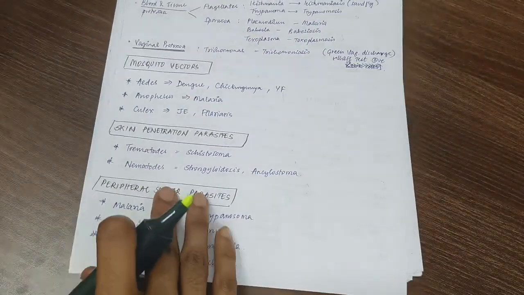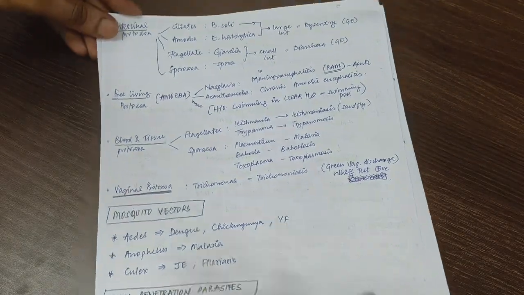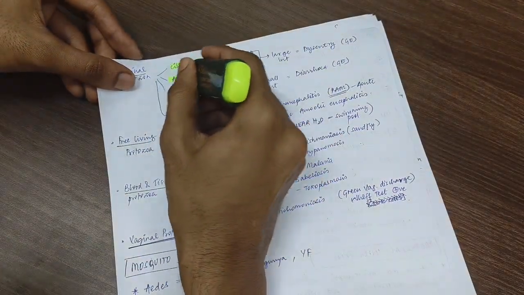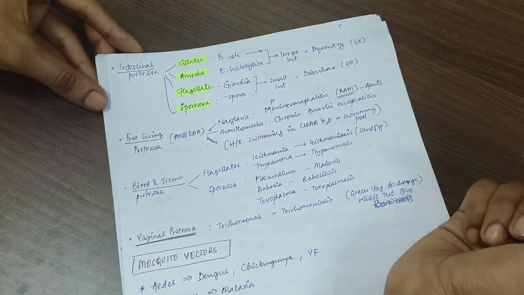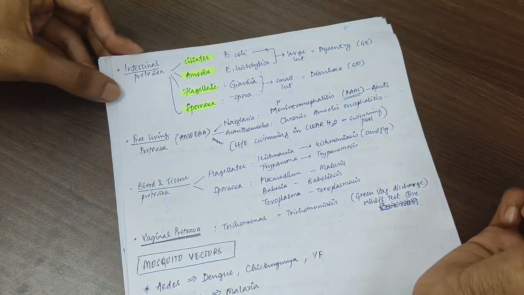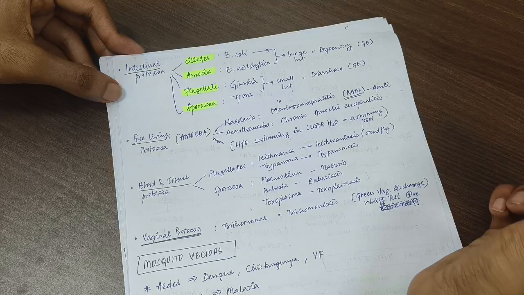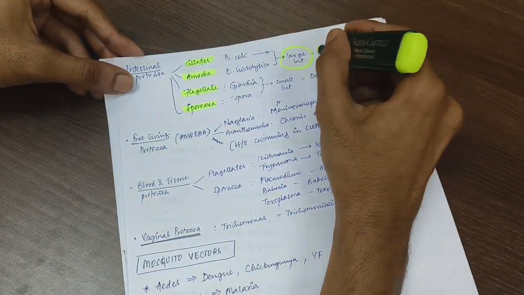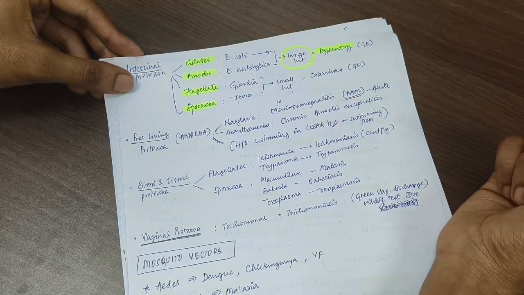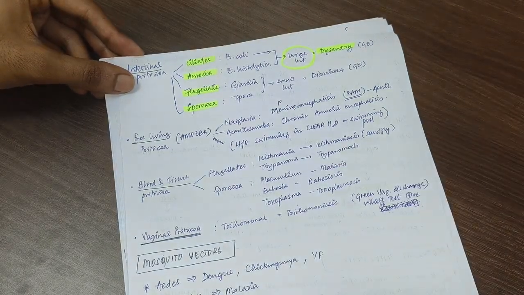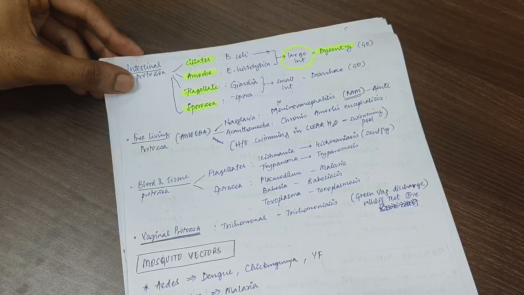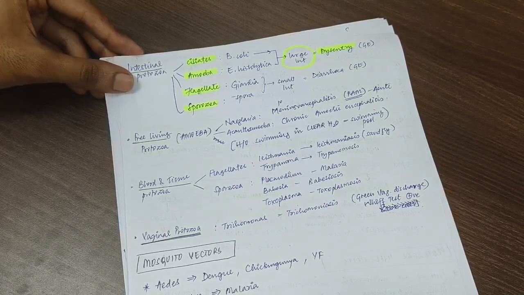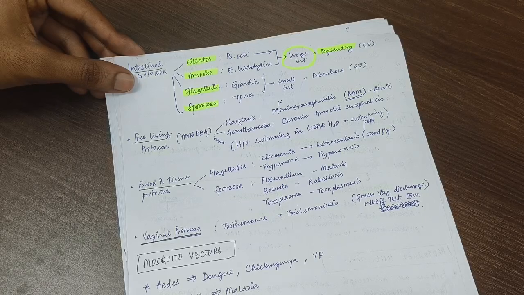Coming to the intestinal protozoa. In the intestinal protozoa, all the subclasses, ciliates, amoeba, flagellate and sporozoa, contain intestinal protozoa. What do Balantidium coli and Entamoeba histolytica cause? They affect the large intestine. If the large intestine is involved, it will cause dysentery. What is dysentery? Blood or mucus plug with diarrhea. You are going to see extra blood or mucus plugs within the loose stools. Whereas diarrhea is just loose stools.